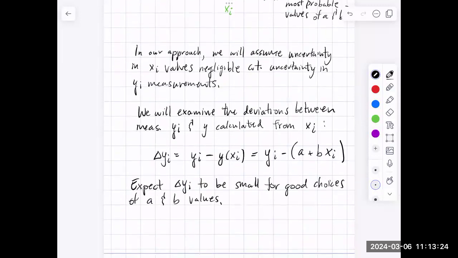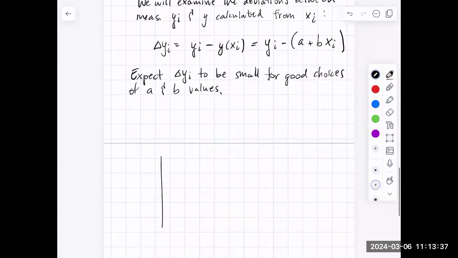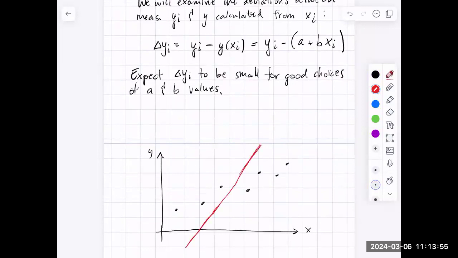So what I'm going to argue is that this metric, delta yi on its own, is not going to be a very good choice for figuring out the best fit value, right? Because I could imagine the following scenario. Here is some set of XY data, and maybe we'll have some data scattered about like this. And I could draw a line through them that does something like this.